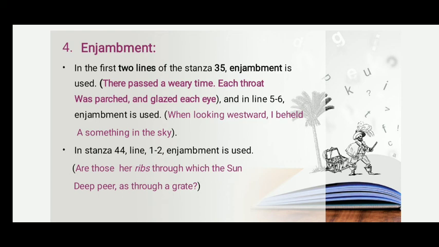And in lines 5 and 6, enjambment is also used: "When looking westward, I beheld a something in the sky." Number second, in stanza 44, line first and second, enjambment is used as "Are those her ribs through which the sun did peer, as through a grate?"